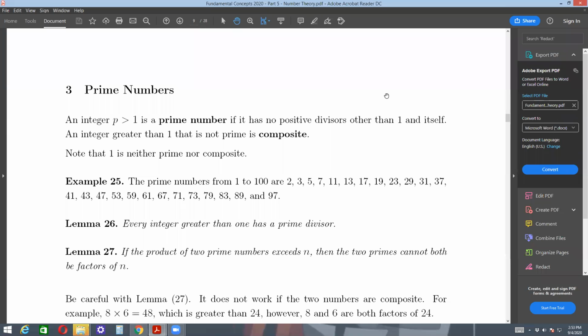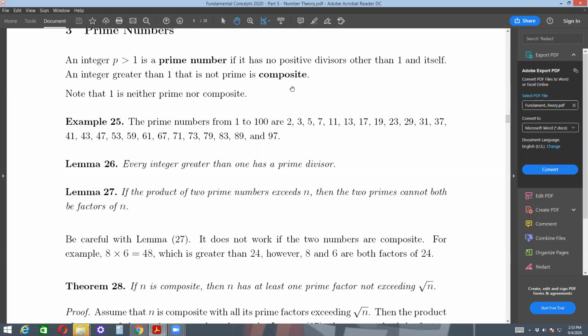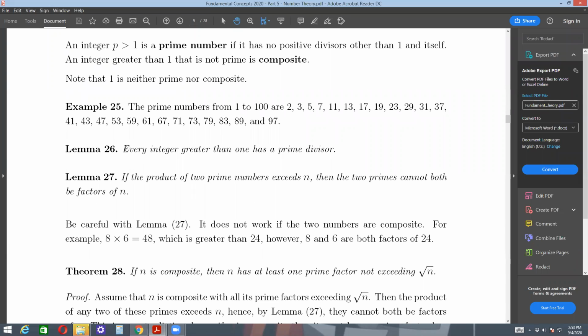The next thing we have to look at is prime numbers. So an integer p greater than 1 is a prime number if it has no positive divisors other than 1 and itself. If it does have multiple positive divisors, then it's called composite. Right, and 1 is neither prime nor composite. So this is just a list of the first 100 prime numbers. Lemma 26 says every integer greater than 1 has a prime divisor, at least 1, right? If it's prime, then it's only 1. If it's composite, then it's more than 1.